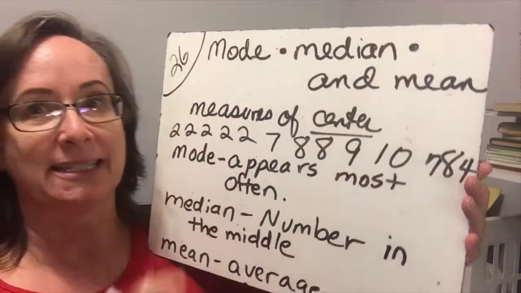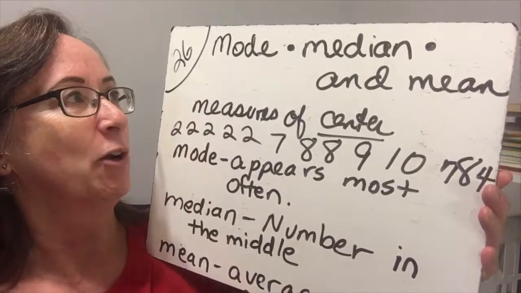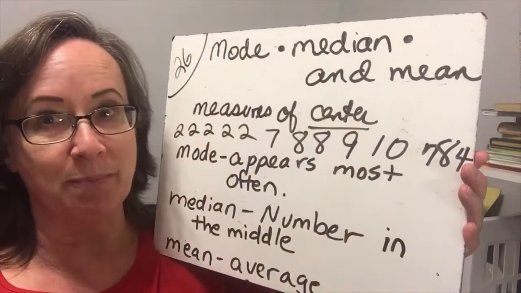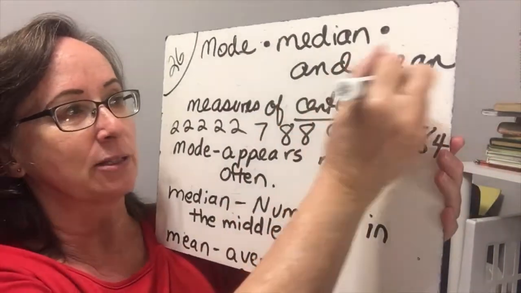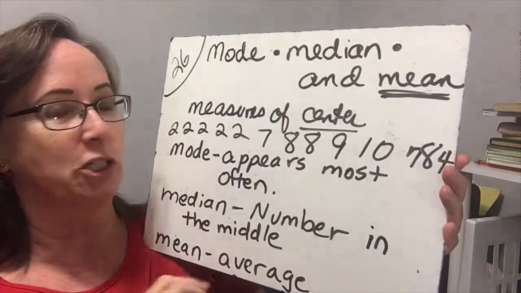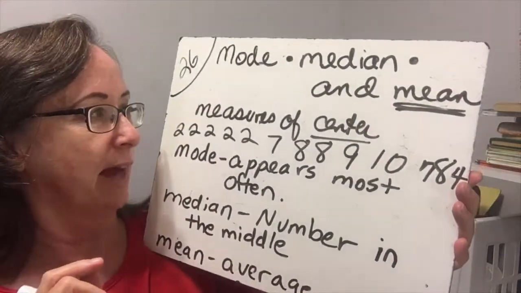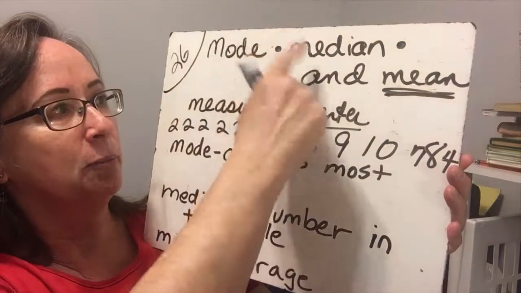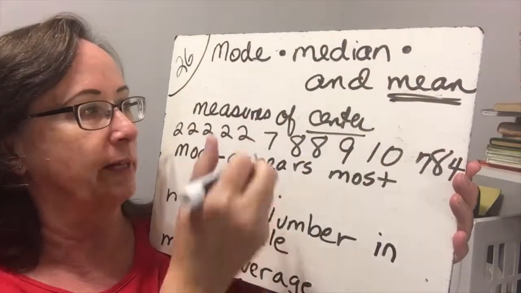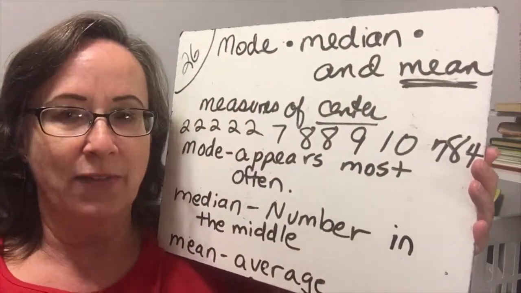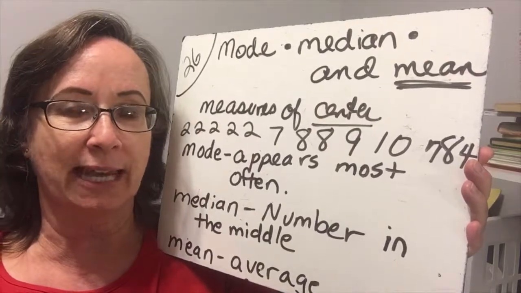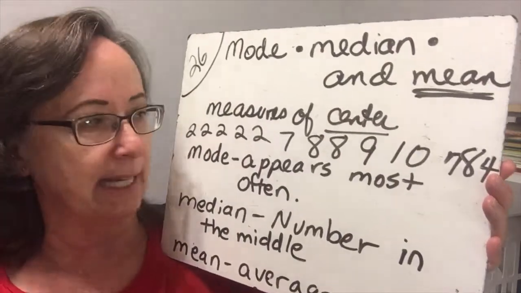Today, we're doing lesson 26, which is mode, median, and mean. Now, most of the lesson is going to be about the mean, but we're going to just touch on the other two. Mode, median, and mean are all what we call measures of center. They help us to understand where the center of our data is.